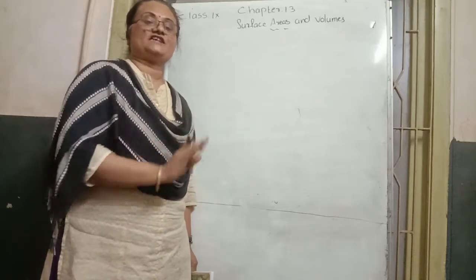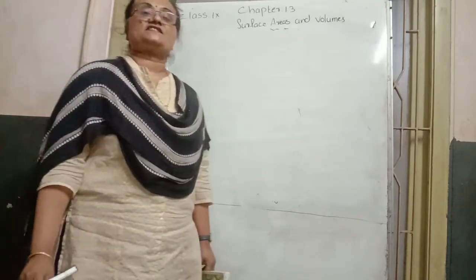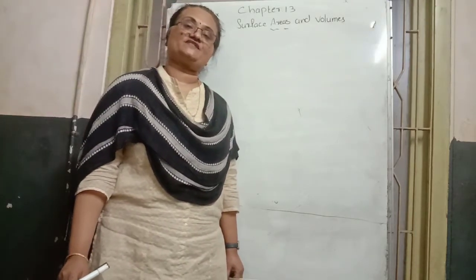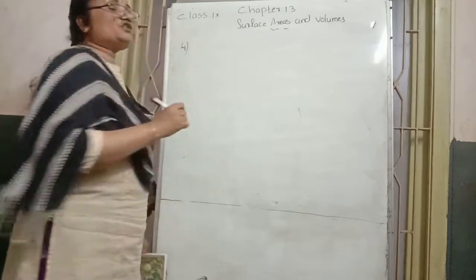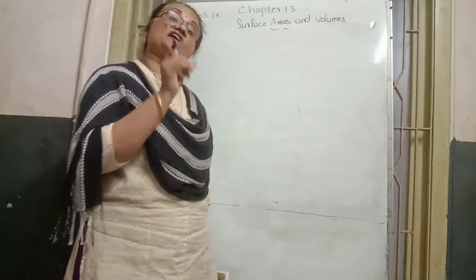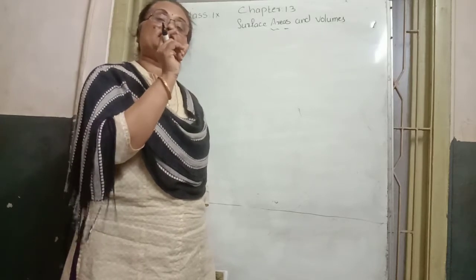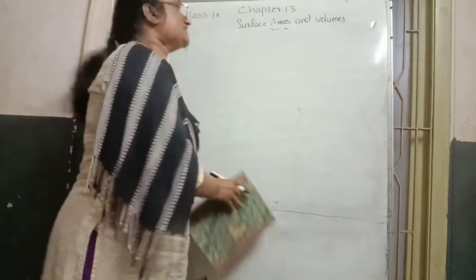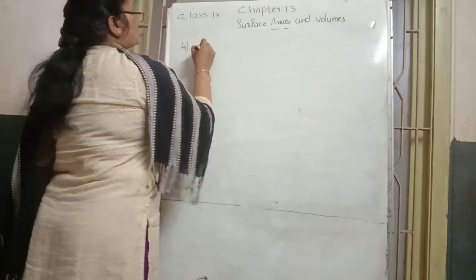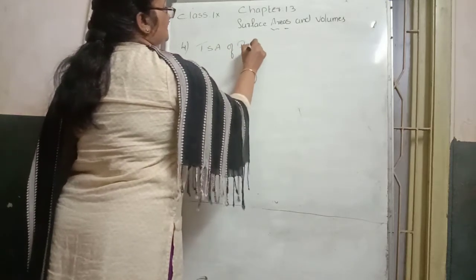Hi students, now we are going to discuss chapter 13, Surface Areas and Volumes. In that topic, the fourth question tells about a paint container. In that container, paint is there. The total surface area, TSA, of that container is given.